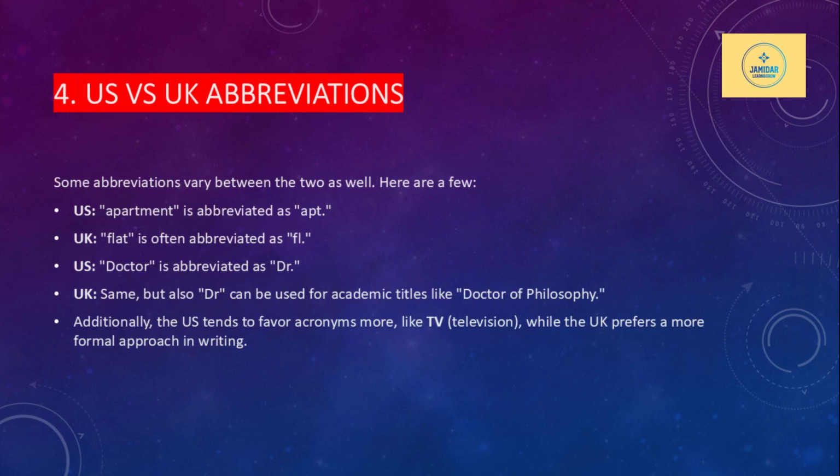Some abbreviations vary between the two as well. For example, apartment is abbreviated as apt in the US, while flat is often abbreviated as FL in the UK. Additionally, the US tends to favor acronyms more.